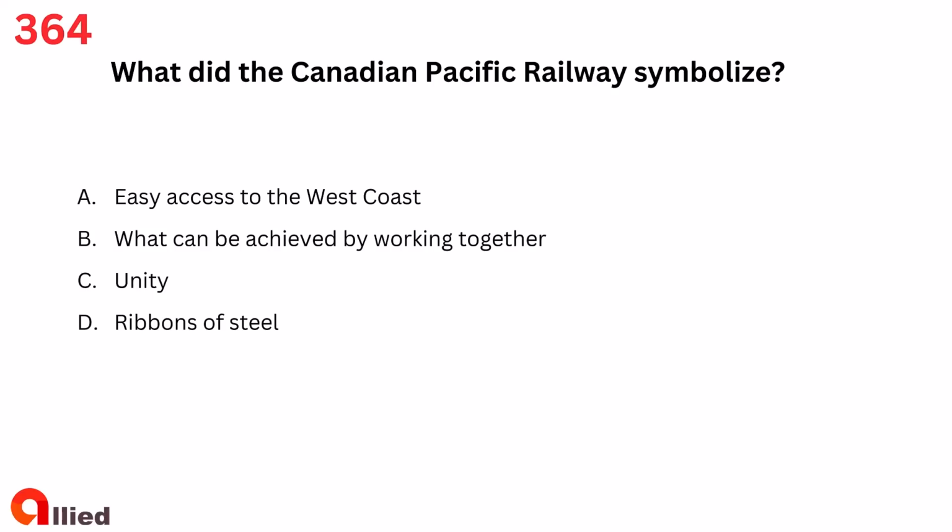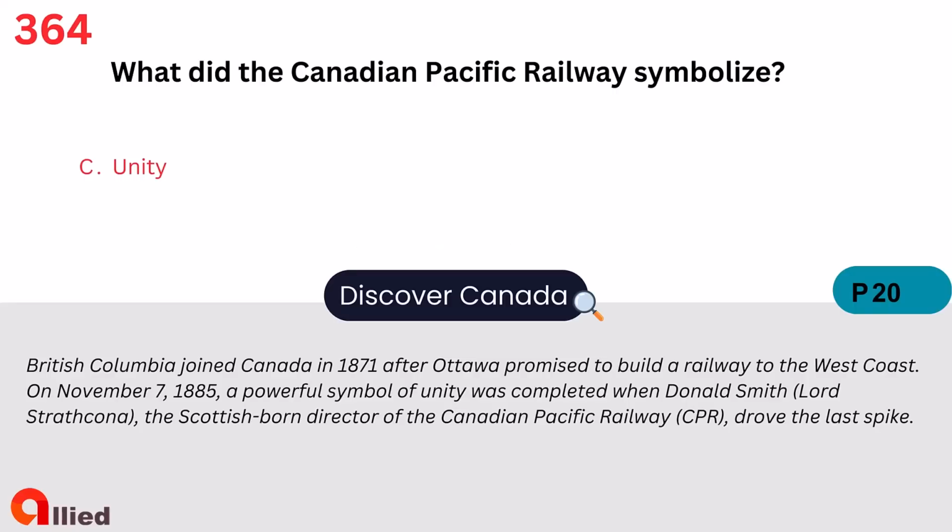Question 364. What did the Canadian Pacific Railway symbolize? A. Easy access to the West Coast. B. What can be achieved by working together? C. Unity. D. Ribbons of steel. The answer is C. Unity.